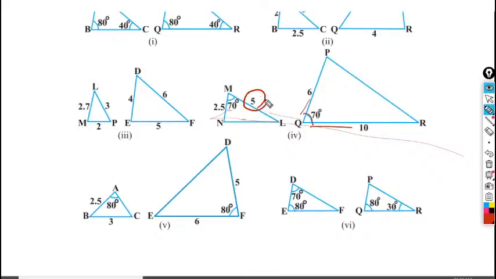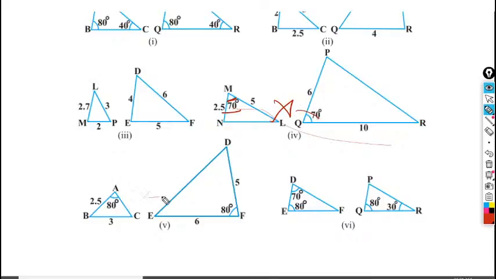Here you can see one side is 5 centimeter. 5 into 2 is 10. Then here 2.5 into 2 must be equal to 5, but it is 6. Therefore these two triangles are not similar. Okay, you can see angles are the same, but sides are not in proportion. There must be at least two sides in proportion, and these two sides must be on both sides of that angle, or including that angle, isn't it? So here these two triangles are not similar.